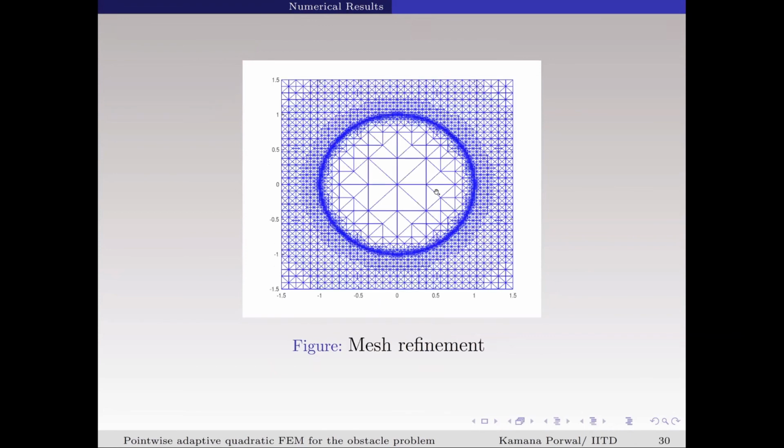And this figure shows the adaptive mesh refinement at a certain level. We observe that there is more refinement along the free boundary, because the solution is 0 when r is strictly less than 1. So the free boundary is going to be r equal to 1. So we observe that the mesh is refined more in this region, because the solution will have a large jump in the gradients in this region.